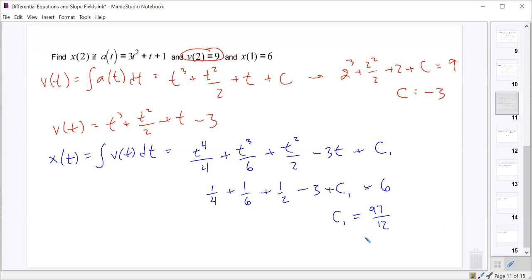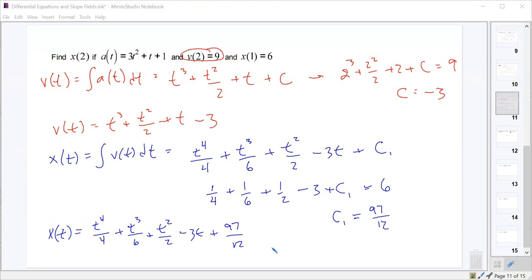Sounds great. So we now have an x of t function. So x of t is t to the fourth over 4 plus t to the third over 6 plus t to the second over 2 minus 3t plus 97 twelfths. Not the nicest looking thing there, but that's okay. And so we want x of 2.